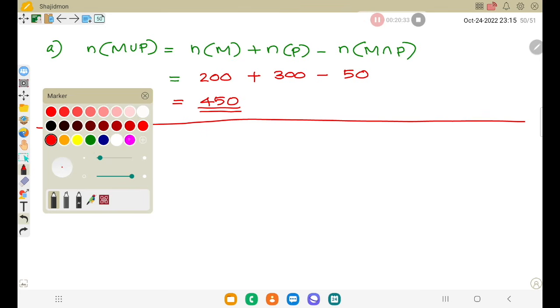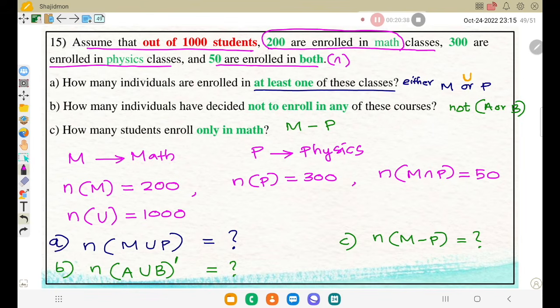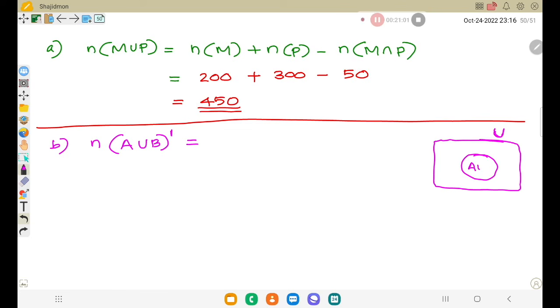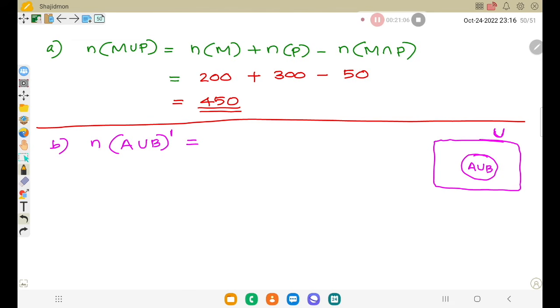Now the B part of the question. What is the B part? Number of A union B complement equals, how to do that? For example, this is the universal set, the full set. For example, this is the A union B. Now A union B complement means not in A union B, that means this portion.